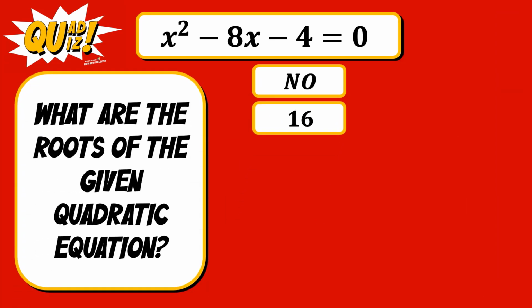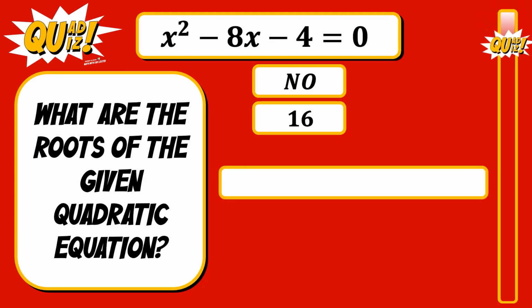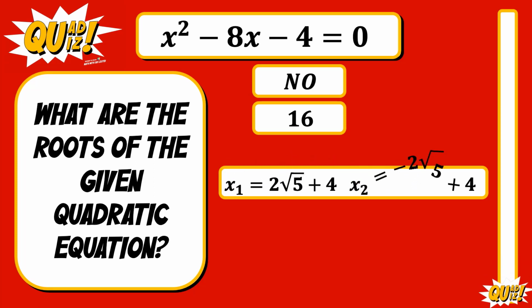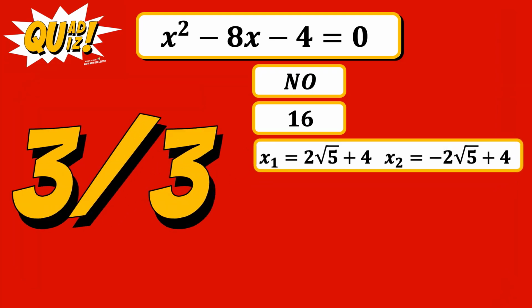Then, what are the roots of this given quadratic equation? And the roots are positive 2 square root of 5 plus 4 and negative 2 square root of 5 plus 4. Did you get 3 over 3? If not, please continue viewing this video.